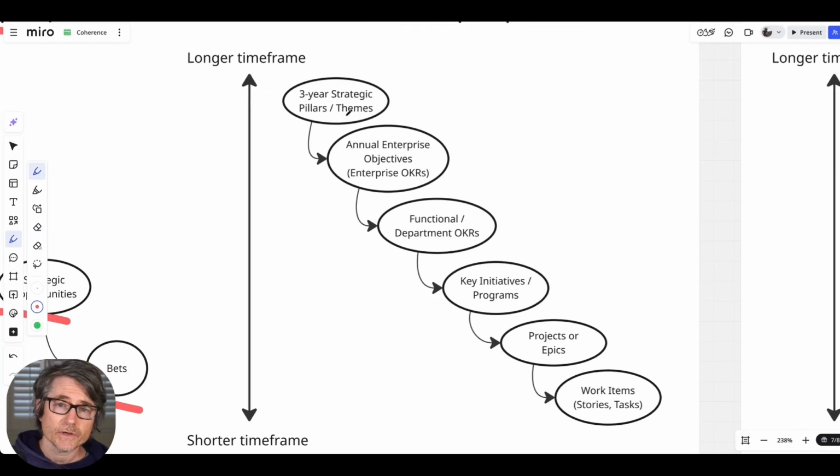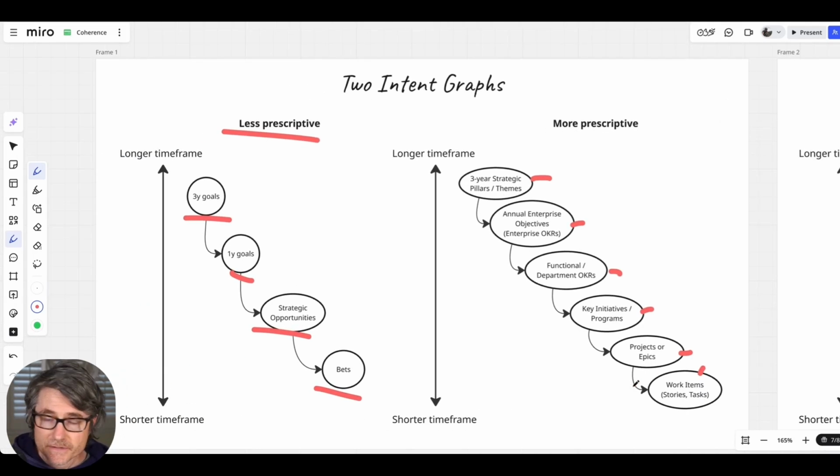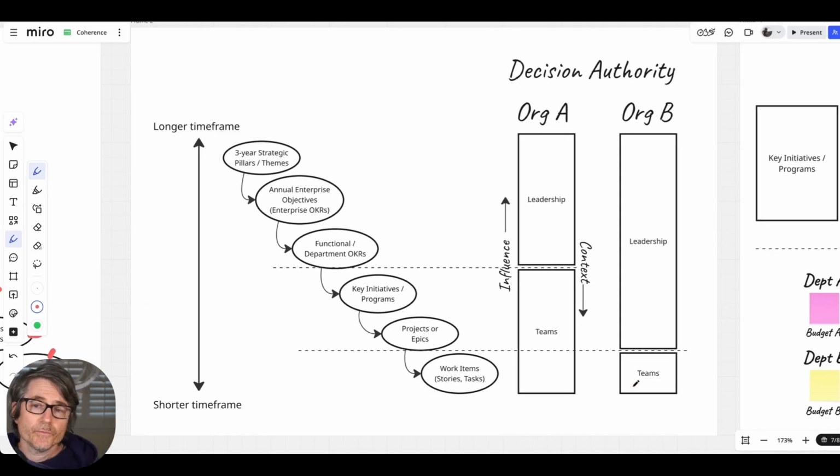Sometimes you're going to see things that are a lot more prescriptive, like strategic pillars, annual enterprise goals, functional department OKRs, key initiatives, projects or epics or work items. There are differences between these depending on companies, but usually within a couple minutes, someone will mention this intent graph when you ask them how they work, and this is the first thing they answer with, one of these intent graphs. These are interesting and they're helpful, but they're just such a small piece of the picture. And I'll just give you a couple examples of how these are only one part of the picture.